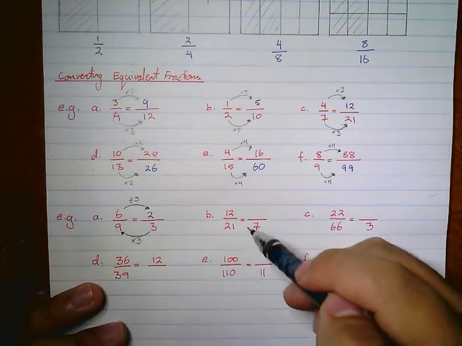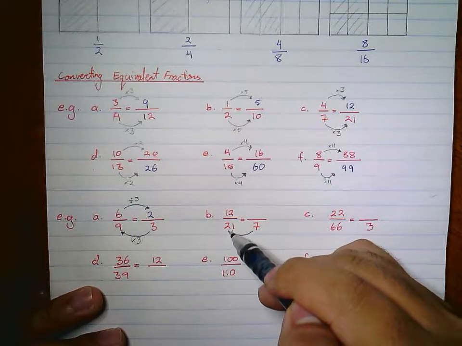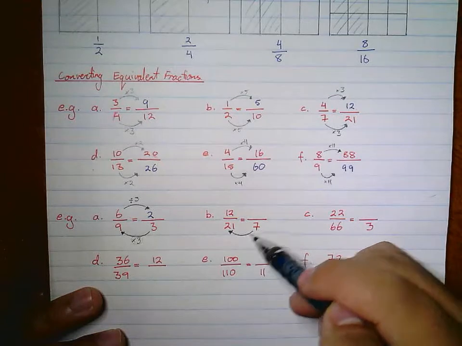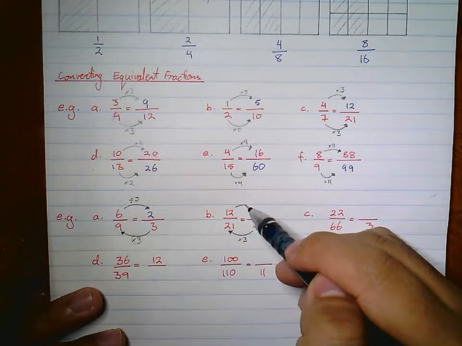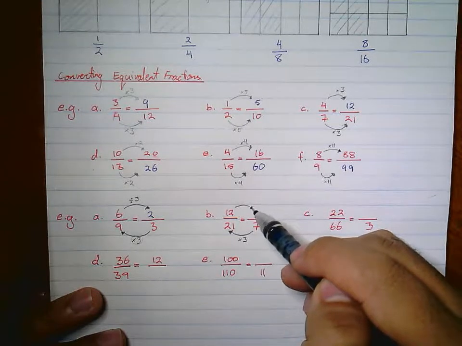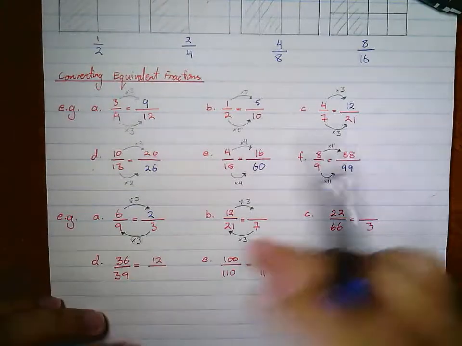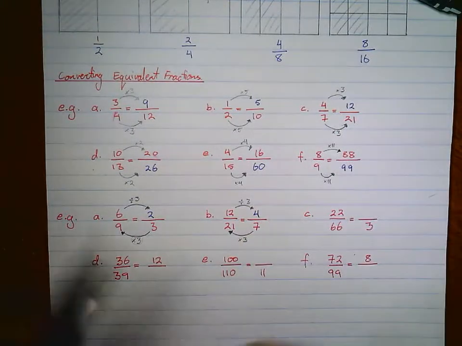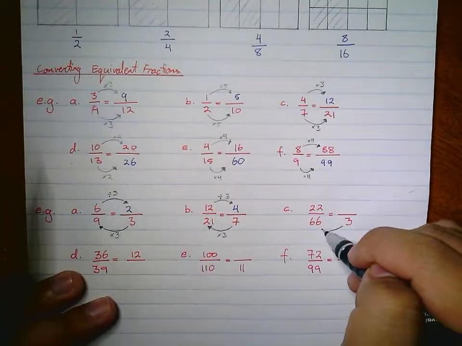Once again, there's a little trick that I do. 7 times what gets me to 21? Well, 7 times 3 is 21. So going back in this direction, we're going to divide by 3. 12 divided by 3 is 4. And then this just keeps going on as follows.